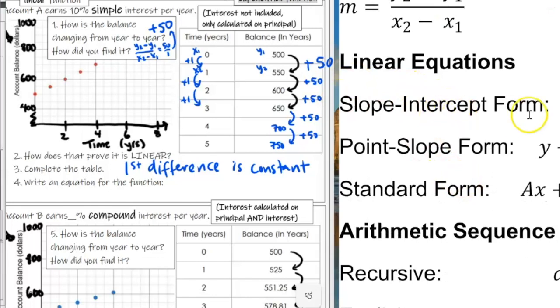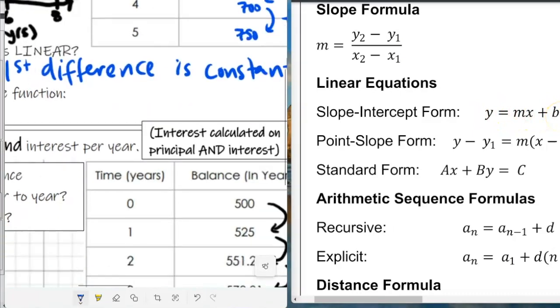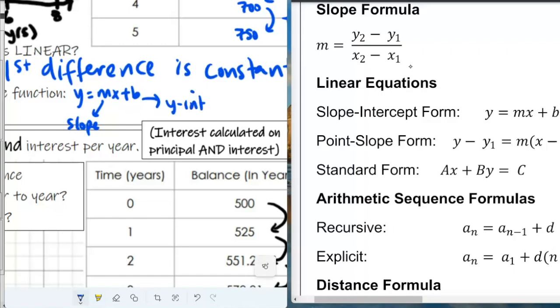It says linear equation in slope-intercept form is the one that we worked with the most. We have y equals mx plus b, so I'm going to go ahead and write that down. And again, you see m. What's m? M is this slope right here, y2 minus y1 over x2 minus x1. So m is your slope. And then b is your y-intercept, or from a table where x is equal to 0.